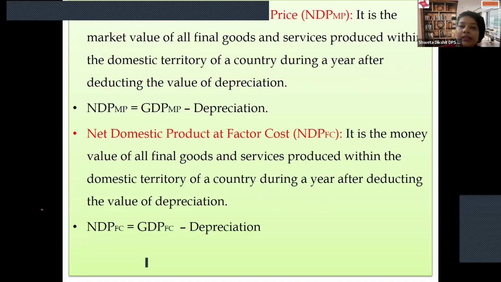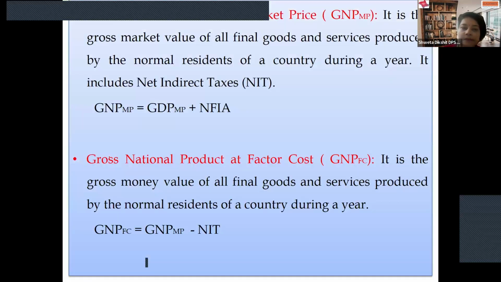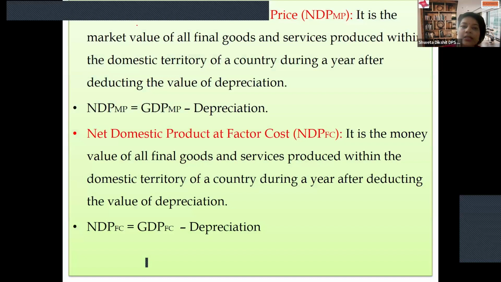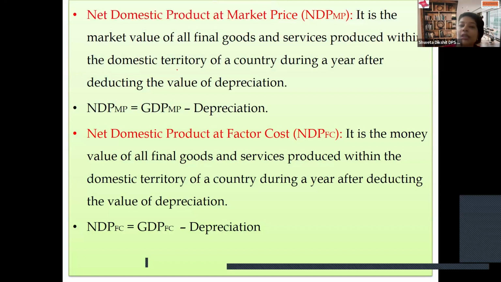Then comes net domestic product. I just told you about the gross domestic product. Now I'm going to tell you the net. It is the market value of all the final goods and services, which does not include the depreciation. So it is net because it doesn't include depreciation. And if you talk about the net domestic product at factor cost, it is the money value, the final value, which does not include the depreciation.